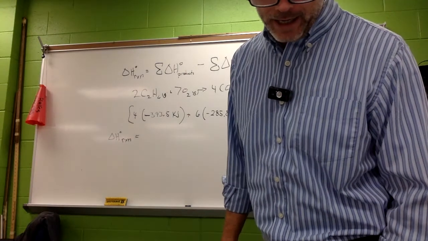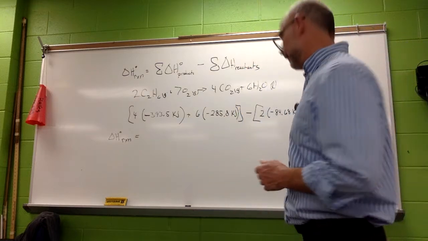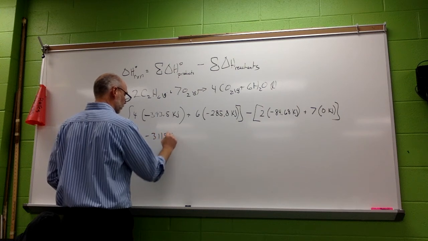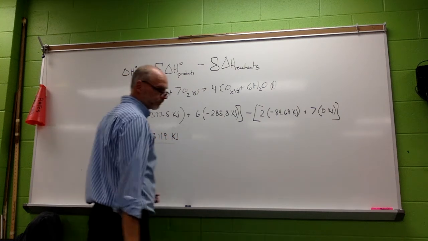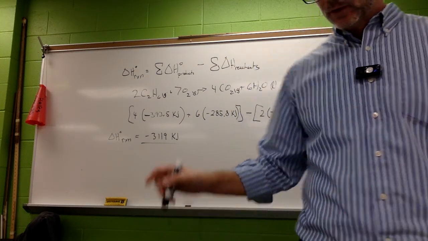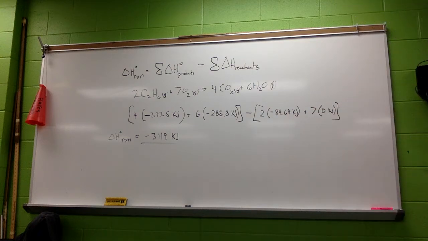Now, I'm assuming that you guys can all do math. You can verify, but I got negative 3119.68. Occasionally between textbooks they have slightly different values. So I know in the past sometimes I've had to modify, but I took this straight out of your book.